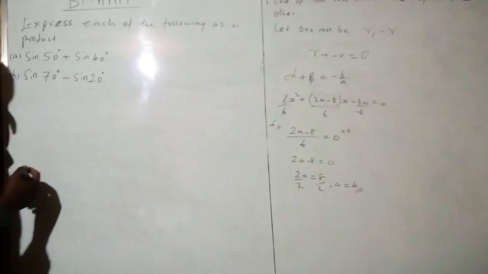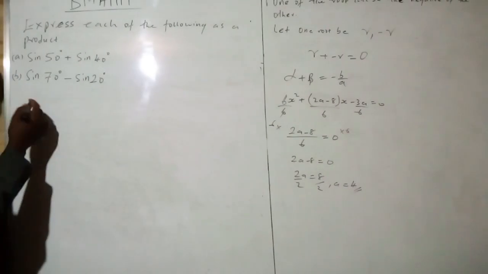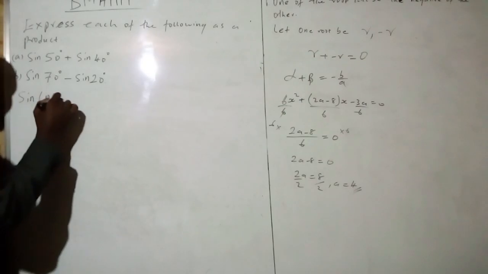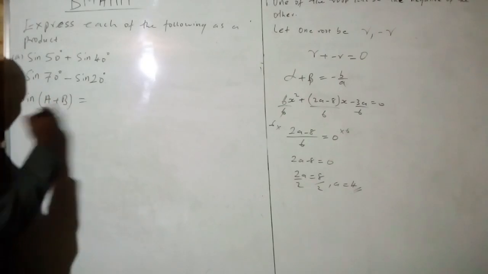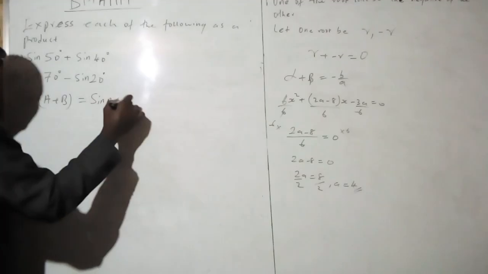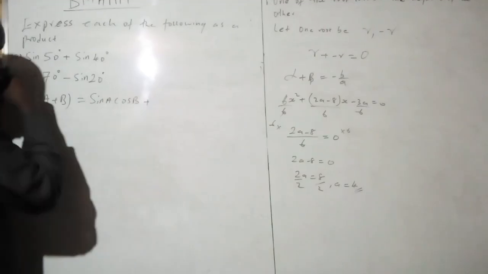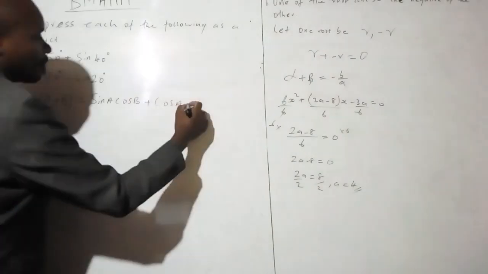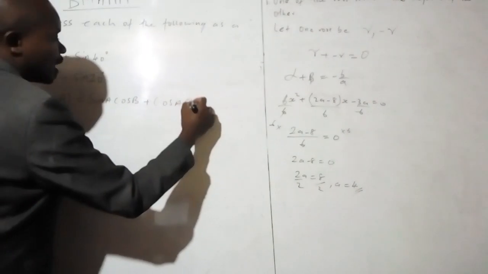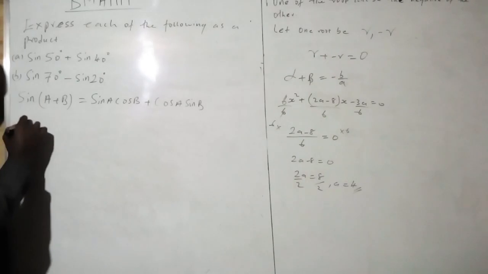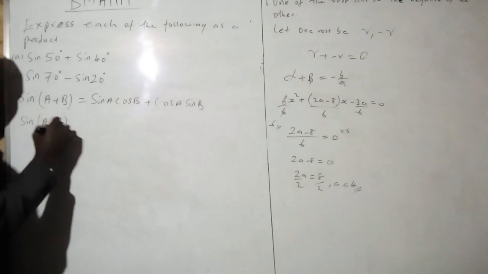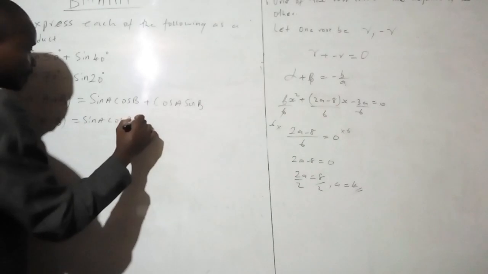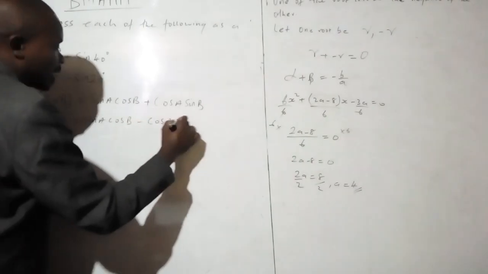We have these formulas, if I can say. Sine A plus B is equal to sine A cos B plus cos A sine B. Then sine A minus B, we have sine A cos B minus cos A sine B.